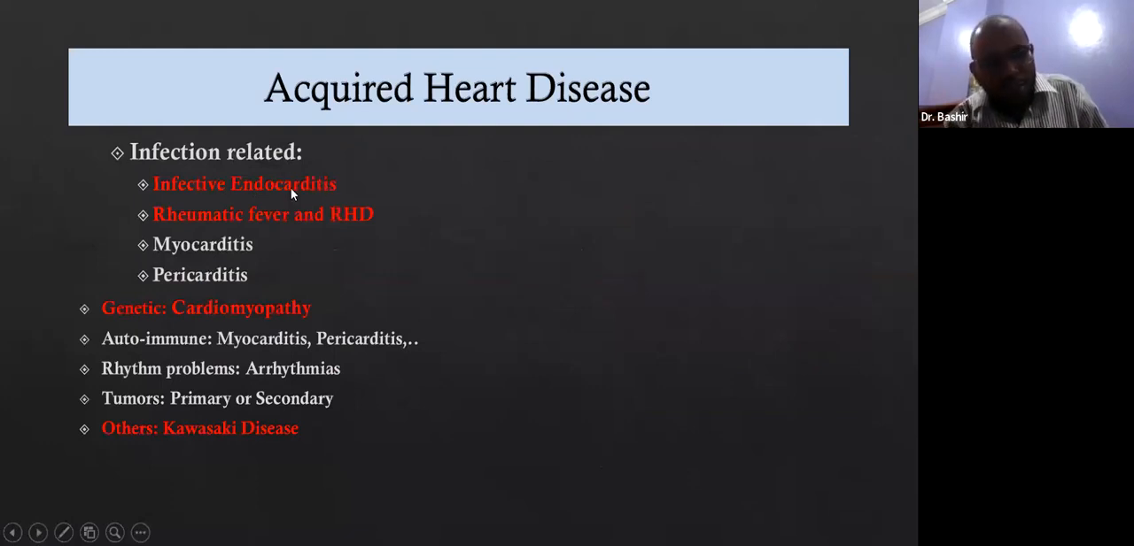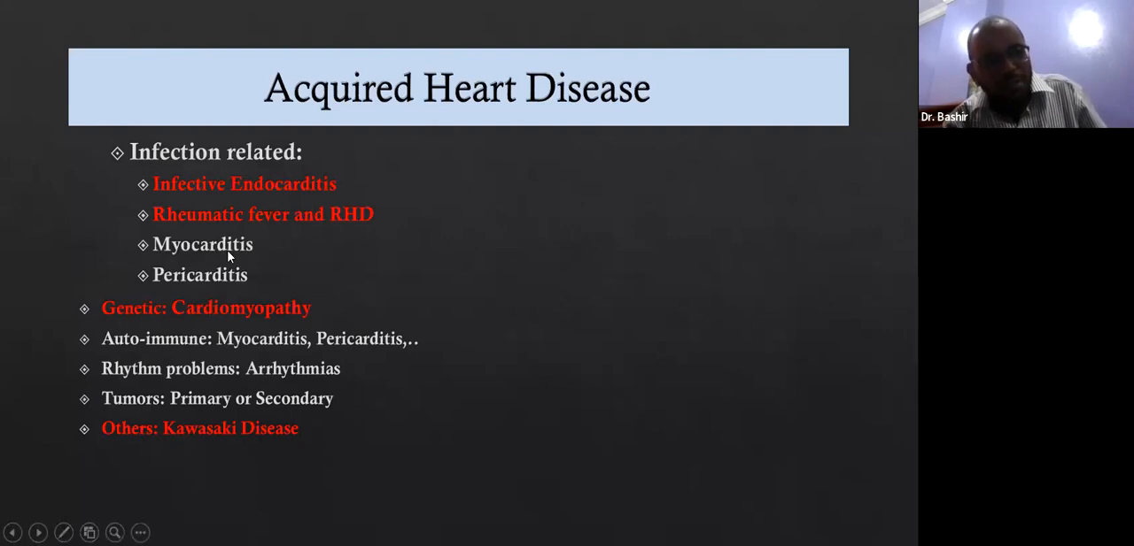We have the infective endocarditis, which means inflammation of the endocardium. Or we have rheumatic fever and rheumatic heart disease, which is not infectious by itself, but a cross reaction to the group A streptococcal infection. The immune system makes antibodies which attack the heart valve and the skin and the basal ganglia, causing the complications of rheumatic fever.